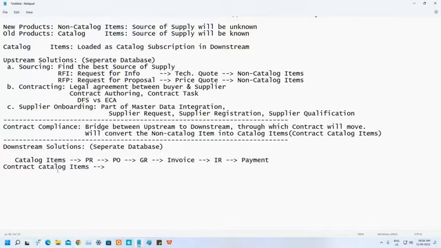So that means, Manoj, these catalog items which we are loading in downstream, these are actually what? Non-contract catalog items. Non-contract catalog items? Yes.